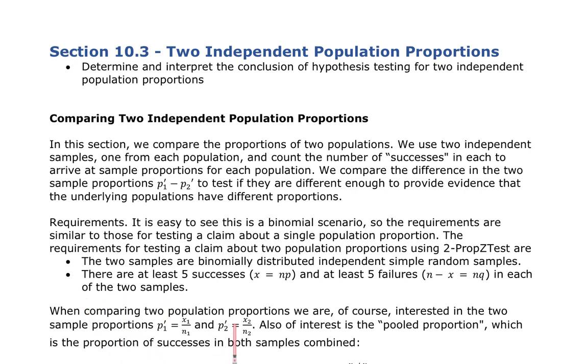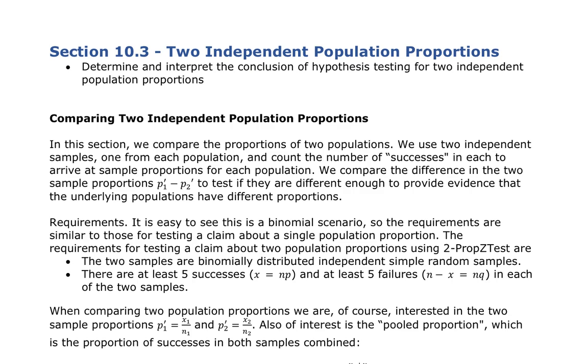When comparing two population proportions, we are of course interested in the two sample proportions. This is where the p prime, p hat, p bar comes from. And it's going to be equal to x sub 1 divided by n sub 1. And p2, of course, is going to be x sub 2 divided by n sub 2. So this is the number of successes out of each sample, x1 being the successes for the first sample and n1 being the sample size for the first sample.